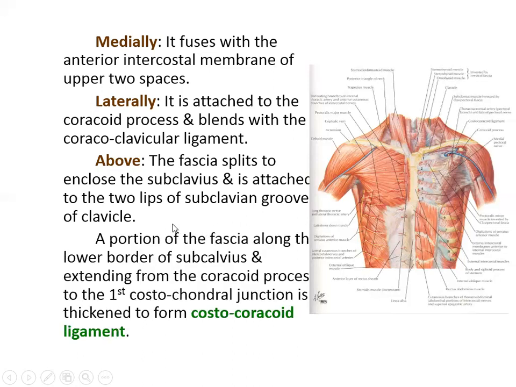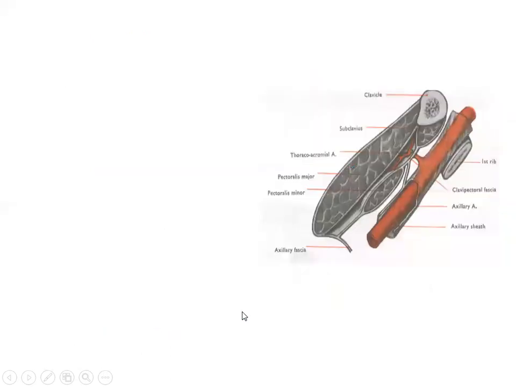A portion of the fascia along the lower border of the subclavius, extending from the coracoid process to the first costochondral junction, is thickened to form the costocoracoid ligament. A part of the fascia will become the costocoracoid ligament. Here you can see the clavipectoral fascia splitting in the front as well as the back of the muscle called the subclavius. The anterior part will attach to the anterior lip, and the posterior layer will attach to the posterior lip of the groove.